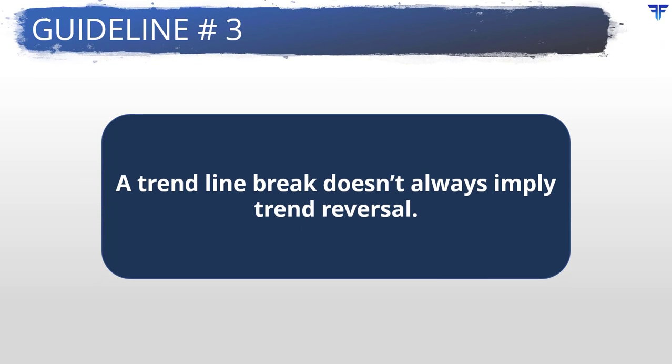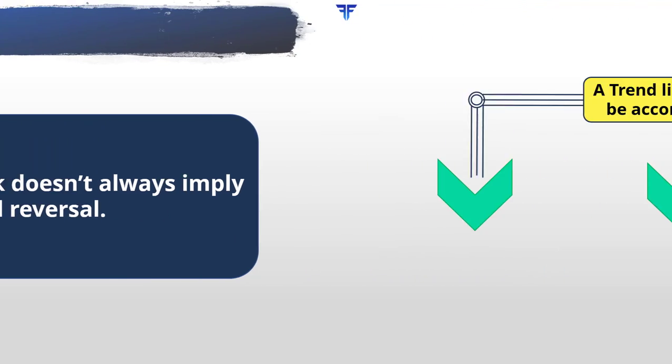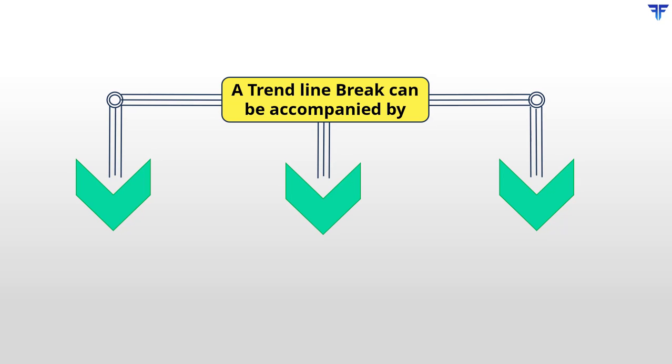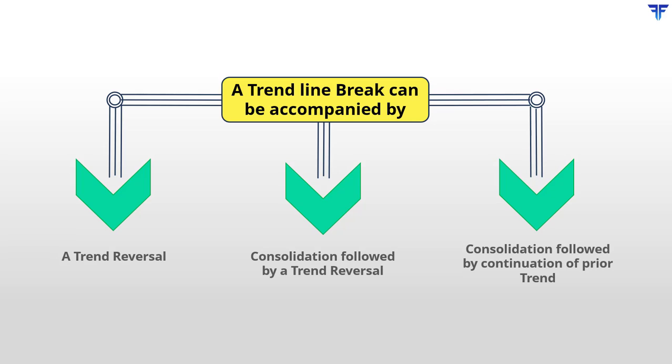When a trend line is broken, it does not necessarily signal a reversal in trend. In fact, when a trend line is broken, one of 3 things could happen. Number 1, there could indeed be a reversal in trend. Number 2, there could be a consolidation followed by a reversal in trend that prevailed before entering the consolidation. Or number 3, there could be a consolidation followed by a continuation of the trend that prevailed before entering the consolidation.